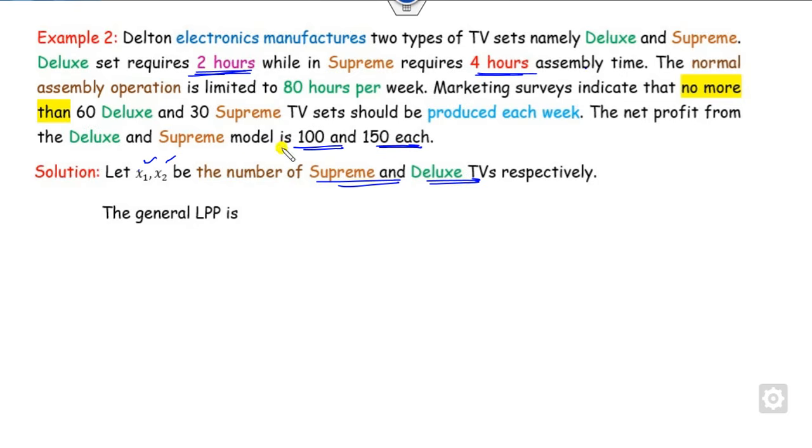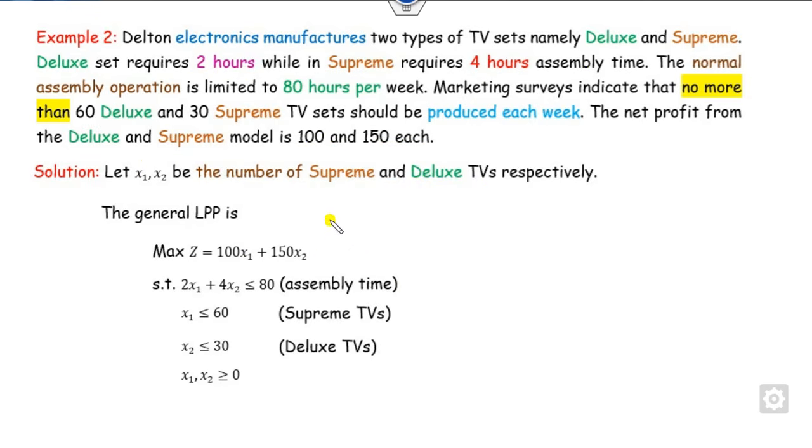So if X1 is the Deluxe, Deluxe required the X1, how many they have produced? 100. So what is the total profit they have is 100 X1. This is my, sorry, Deluxe is my X2. So this is here. This is X1. How many items they are manufactured is Supreme is 150. So the total is 150.